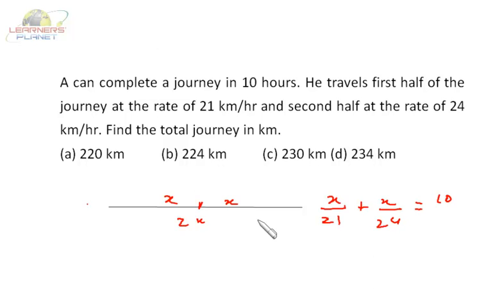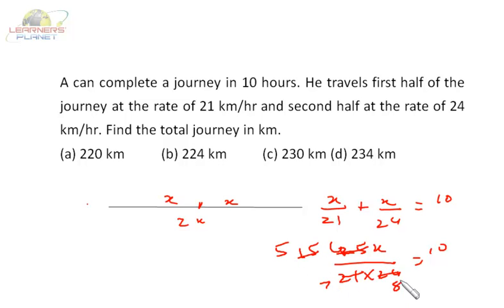So let's do it. It's 24 plus 21, that is 45x over 21 into 24, is 10. That means x is equal to 112. That means the total length is 2x, which is 224 kilometer. Okay, it's a very simple problem.